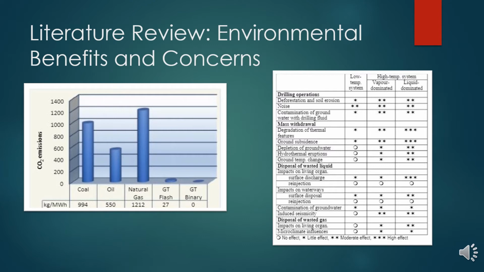Finally, the environmental impact of geothermal power plants was considered. The bar graph on the left was published in 2020. The columns GT flash and GT binary represent geothermal power plants. It can be observed that it produces much less carbon dioxide than the alternatives. The table on the right shows some of the negative impacts geothermal power plants can have on a given area. The stars on the table indicate the level of effect it has.